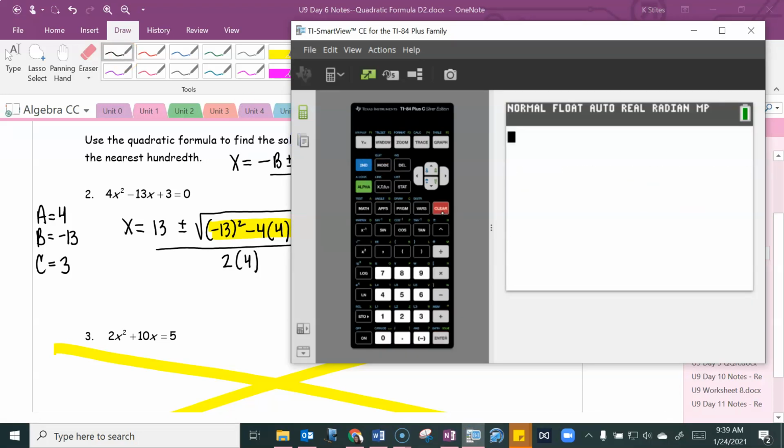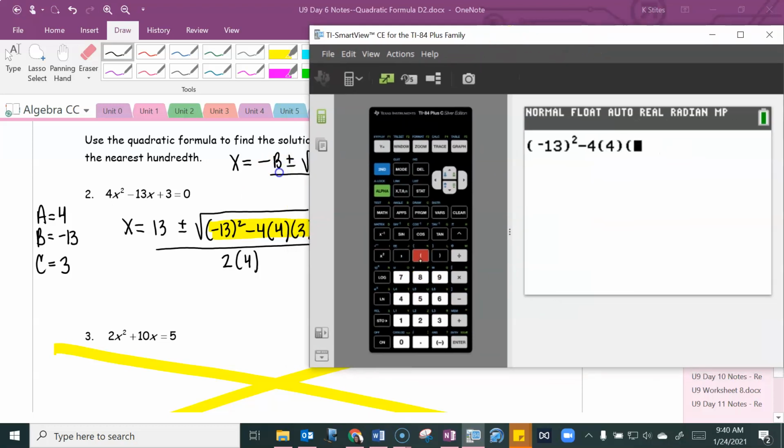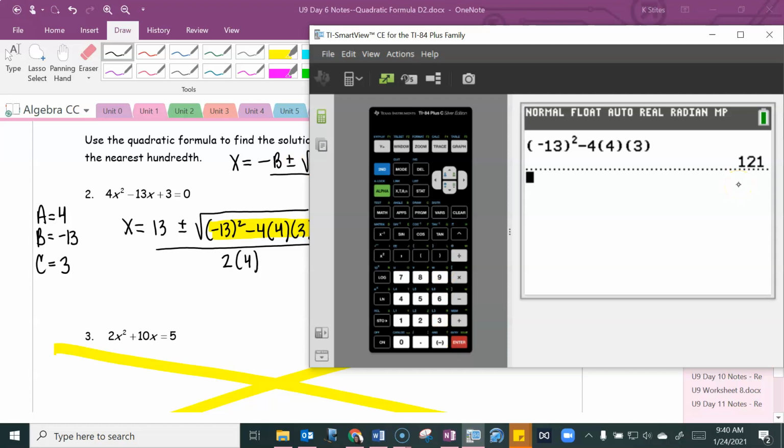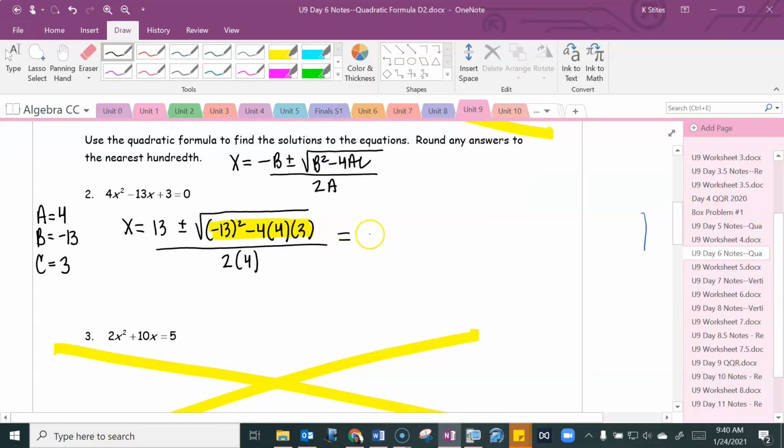Okay, so I'm going to do parentheses, negative 13 squared minus 4 times 4 times 3, and you should get a 121. Go ahead and rewrite it. And don't forget to evaluate the bottom. 2 times 4 is 8.